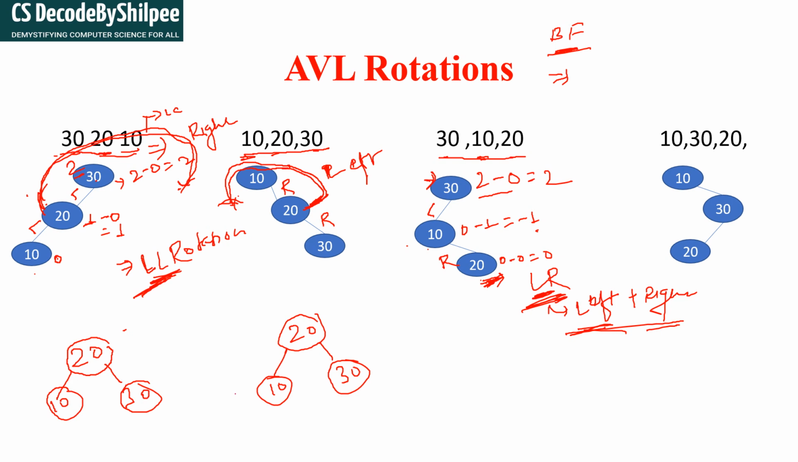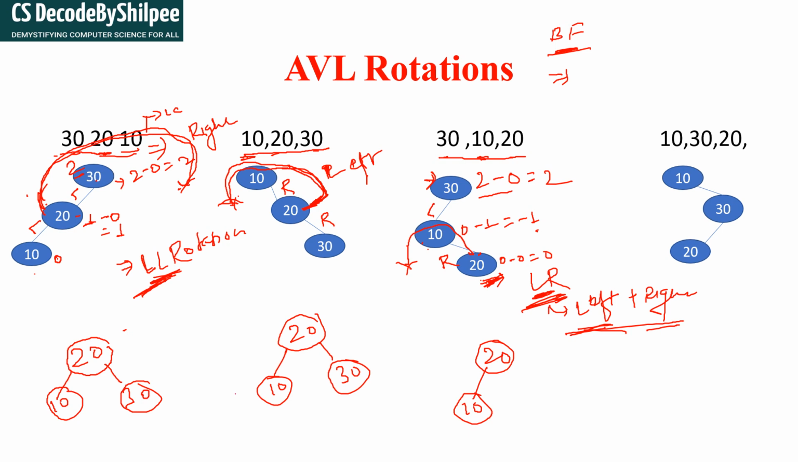So for that situation, what are we going to do? For the left and right cases, I was doing the rotation from the middle node. But here I'm going to perform the rotation from this last node. From here I am going to perform the left rotation. So I will first perform the left rotation. 20 will go up, and 10 will come down, right?